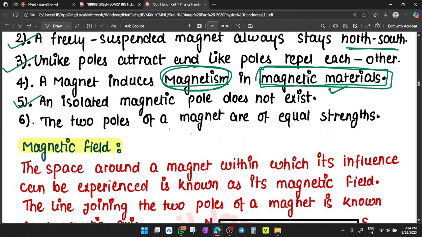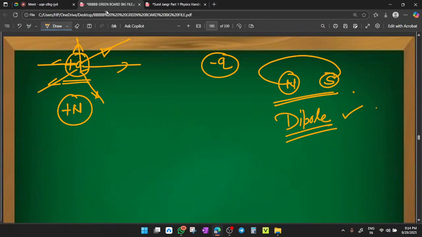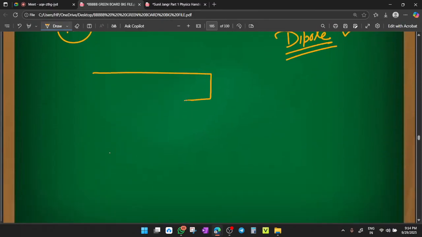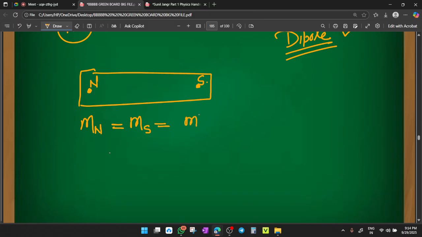An isolated magnetic pole does not exist. Sixth, the two poles of a magnet are of equal strength. If I have a magnet, one pole is north and another one is south. The two poles can have only the same pole strength. The effective power of both the poles will be equal. So the magnetic strength of the north pole equals the magnetic strength of the south pole. Both pole strengths are considered as M, but their nature is different.